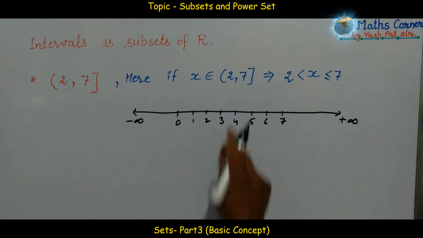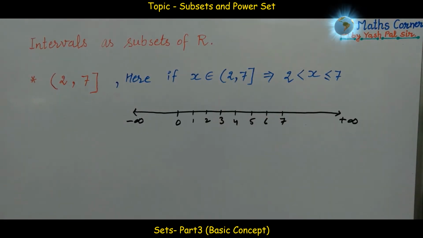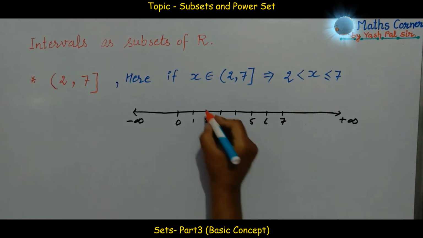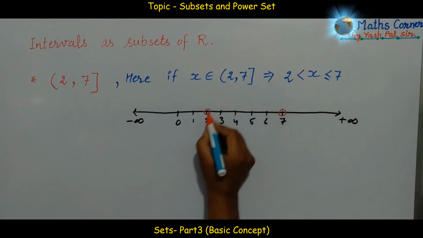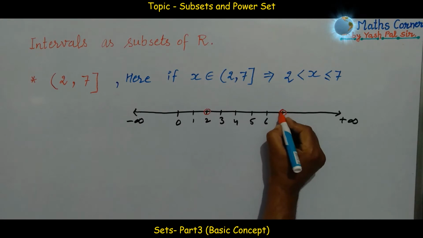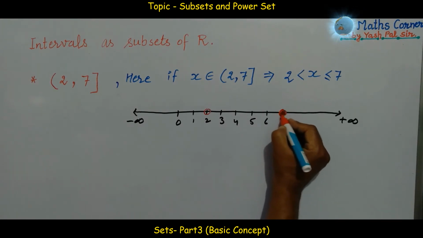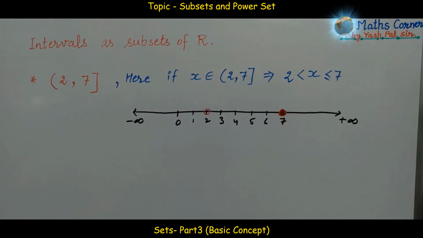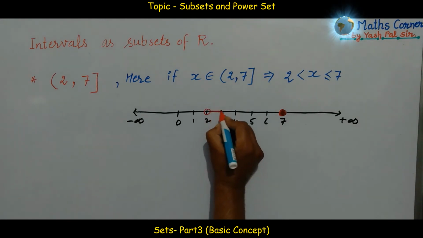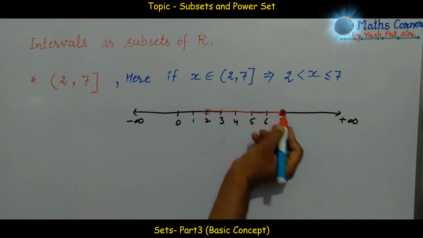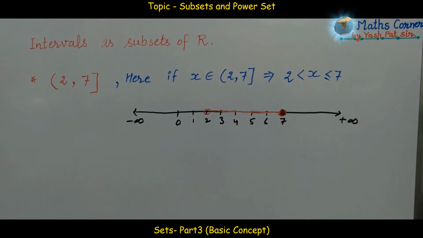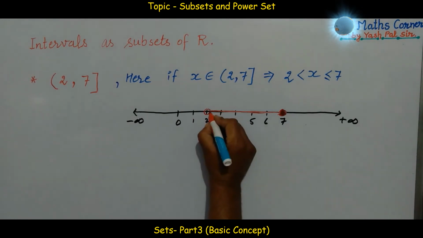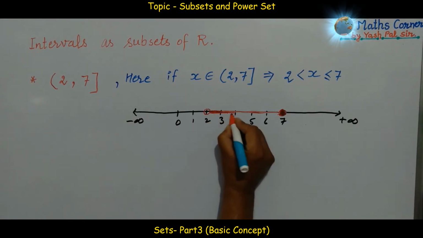2 to 7. 2 is here and 7 is here. Open bracket at 2, and 7 is closed bracket. So 7 is also part of the solution. 2 is not part of the solution. This area after 2 up to 7 including 7 is the solution. Okay, this way we can represent the solution on the number line.